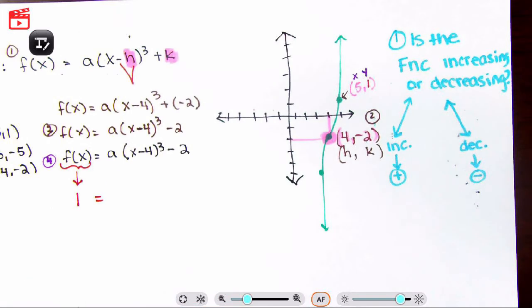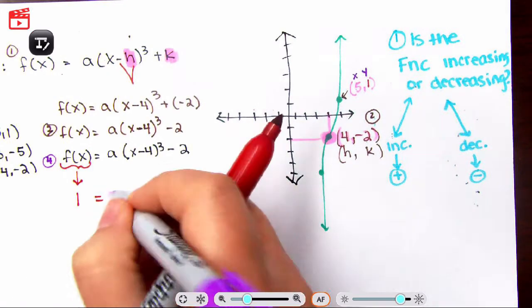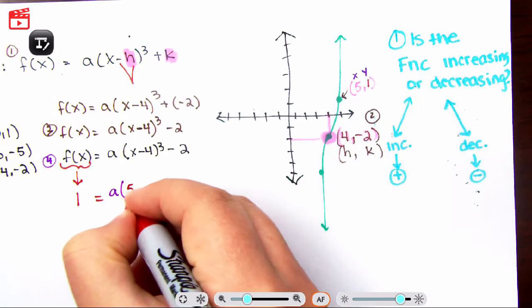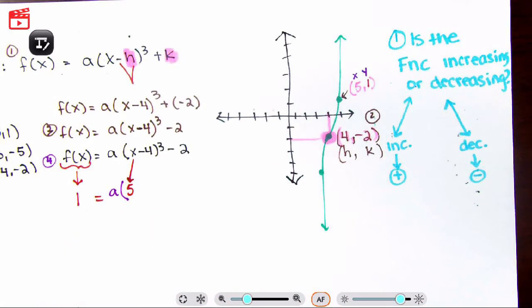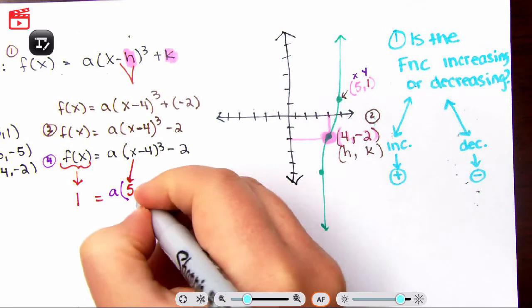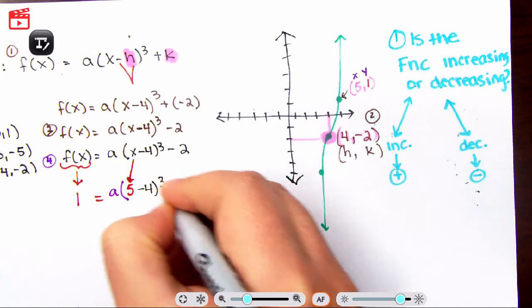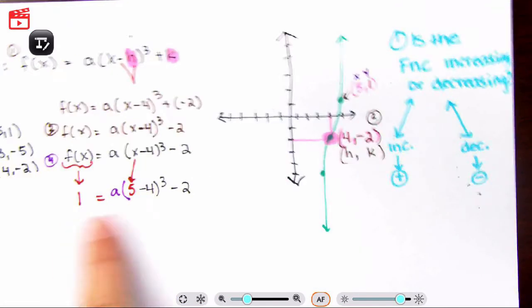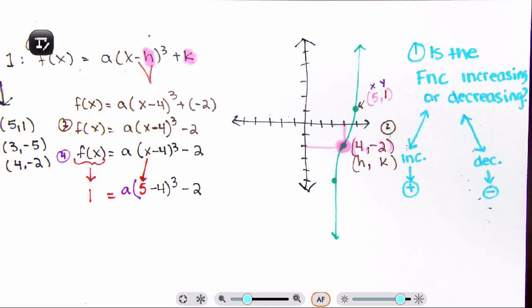Then we have a. We don't know what a is. A is what we're trying to solve for. X is 5. Then we have a times 5 minus 4 cubed minus 2. Take that point, x and y, substitute it into the equation. We did that. After that, you're going to simplify and solve for a.